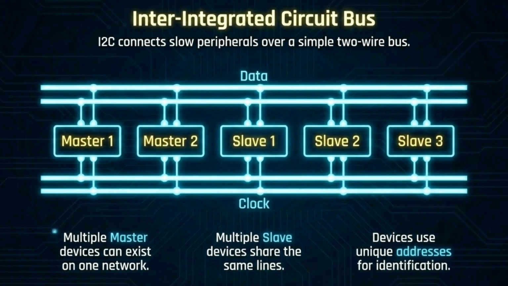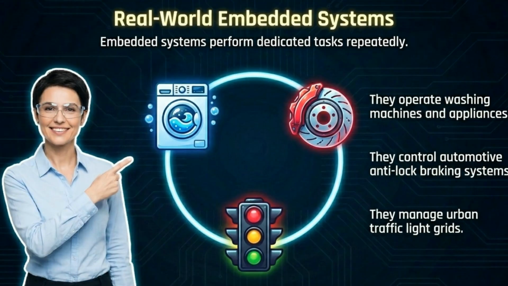The inter-integrated circuit bus, or I2C, connects slow peripherals over a simple 2-wire bus. Multiple master and slave devices can exist on one network, using unique addresses for identification. Real-world embedded systems perform dedicated tasks repeatedly. They are found in washing machines, automotive anti-lock braking systems, and managing urban traffic light grids.